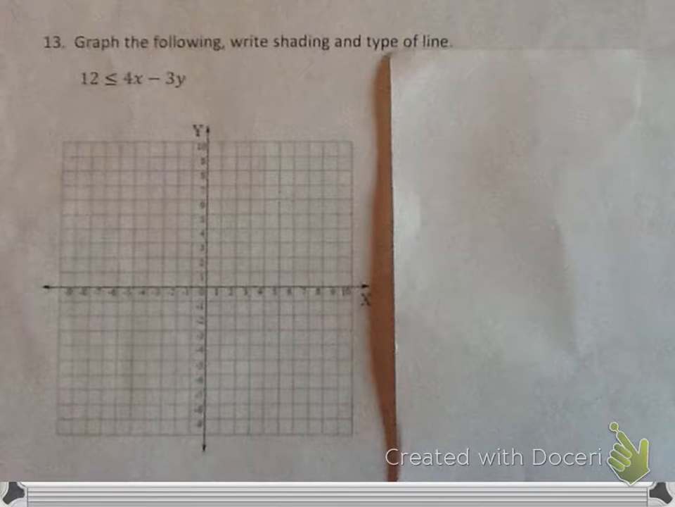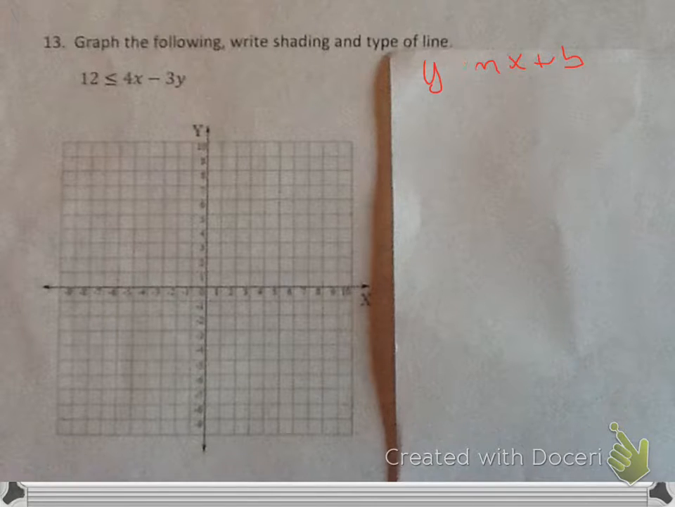Here's question 13 on the Unit 4 review. Graph the following: right shading and type of line. Okay, so in this case I have to put it in the y equals mx plus b form. Even though this is an inequality, we're just going to substitute our equal sign with an inequality of some kind. And so that's the only thing different.